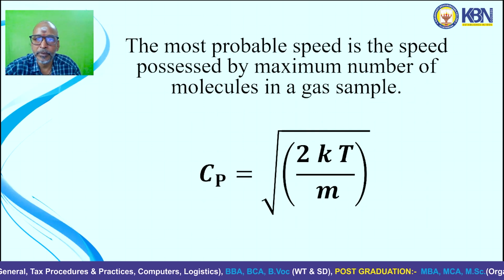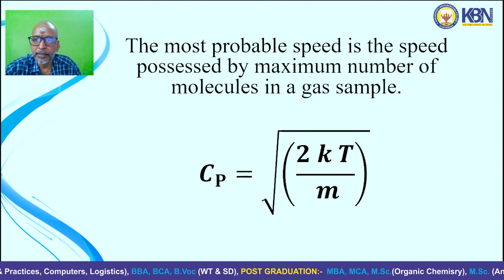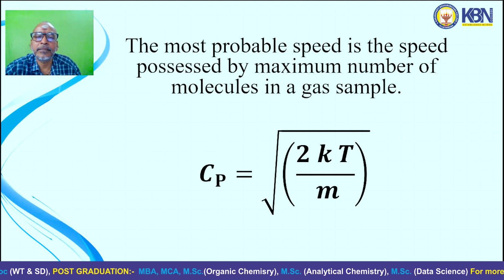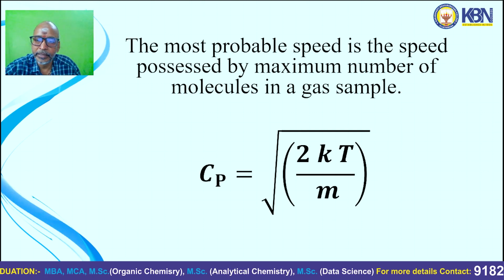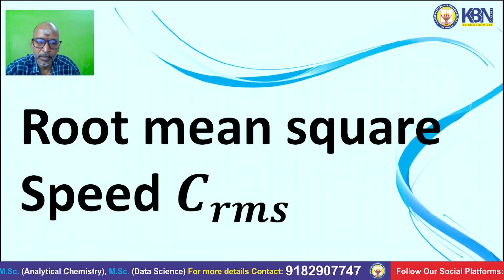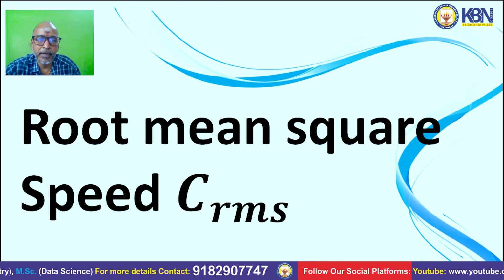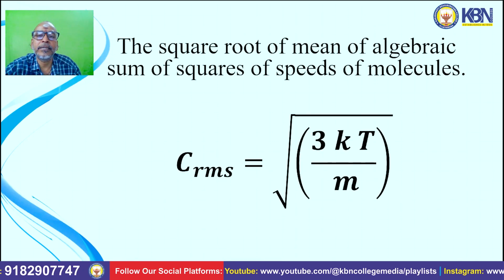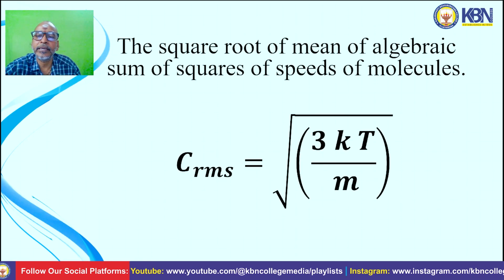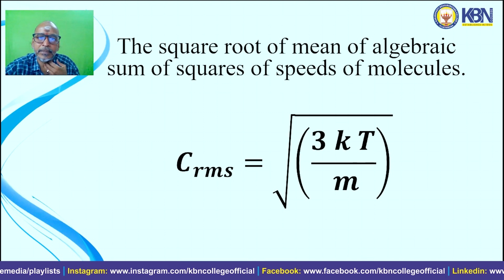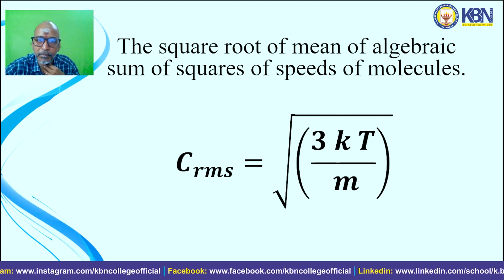It is the speed possessed by the maximum number of molecules in a gas sample, and it is given by Cp equals the square root of 2kT by m, where k is the Boltzmann constant, T is the absolute temperature, and m is the mass of the molecule. And the last one is the RMS speed, that means the root mean square speed C RMS. It is equal to the square root of 3kT by m, where k is the Boltzmann constant, T is the absolute temperature, and m is the mass of the molecule. It is defined as the square root of the mean of the squares of the speeds of the molecules.